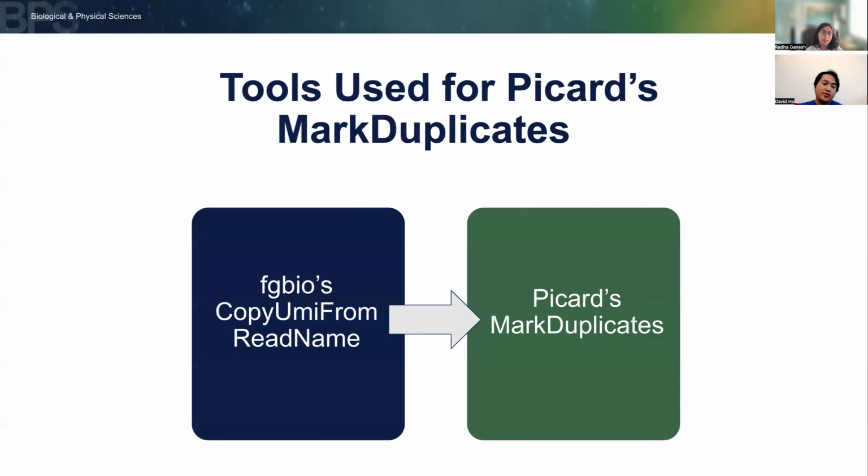Onto the methods used, I first used FGBio's CopyUmiFromReadName to parse through every single read name to copy the UMIs at the very ends to ultimately create a SAM RX tag that Picard could later use. So once that's all said and done, I then inputted those modified files to Picard's MarkDuplicates so it could eventually do its thing and remove any duplicates found based on those molecular tags that were created earlier. So this seems pretty simple and straightforward. Radha will now go over just how UMI-tools fared during this process.